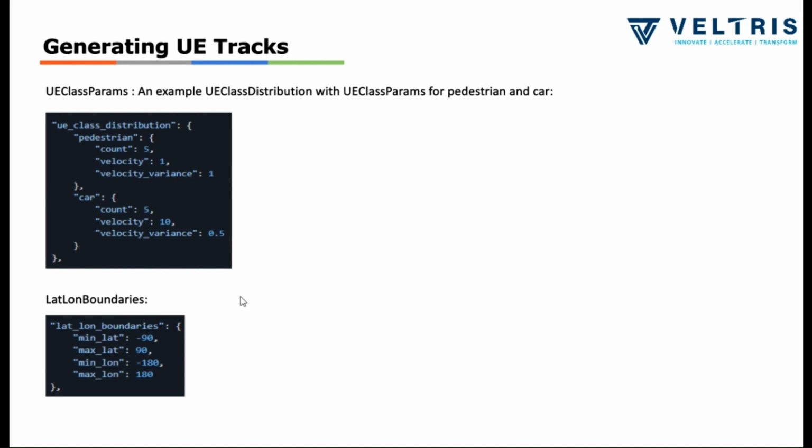Next we have lat-long boundaries. The latitude and longitude boundaries of the grid where the UV tracks data will be generated are specified here. So within these boundaries we will get the UV data generated, and the UV tracks data will not stray outside of these boundaries that we specify here.